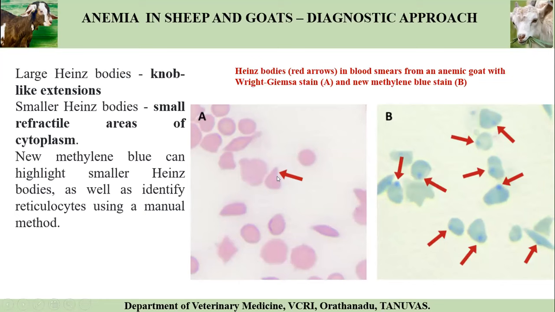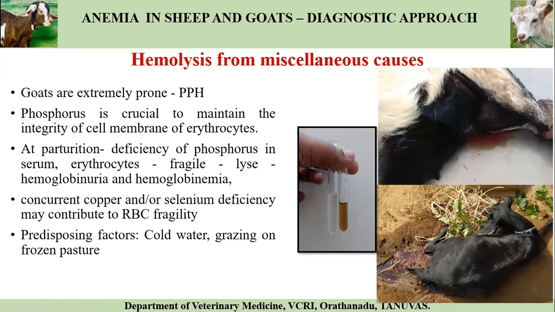Then hemolysis from miscellaneous causes. Goats are extremely prone to many metabolic diseases, including post-parturient hemoglobinuria, because phosphorus is crucial to maintain the integrity of the cell membrane of erythrocytes. At parturition, any deficiency of phosphorus in the serum will make the erythrocytes more fragile, which causes hemoglobinuria and hemoglobinemia. Concurrent deficiencies that may contribute to RBC fragility are copper or selenium. Predisposing factors for hemolysis from other causes are cold water or grazing on frozen pasture.